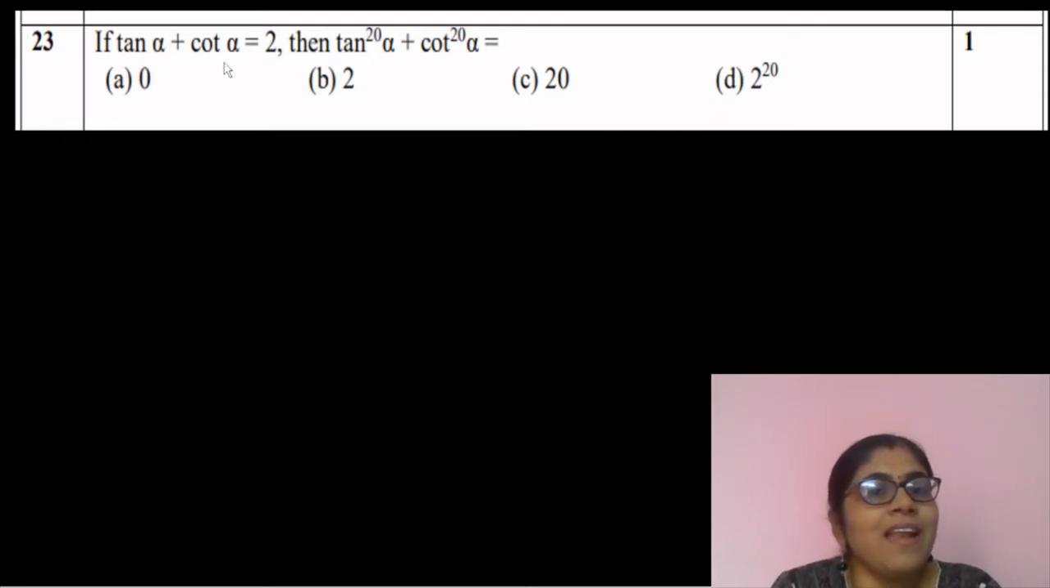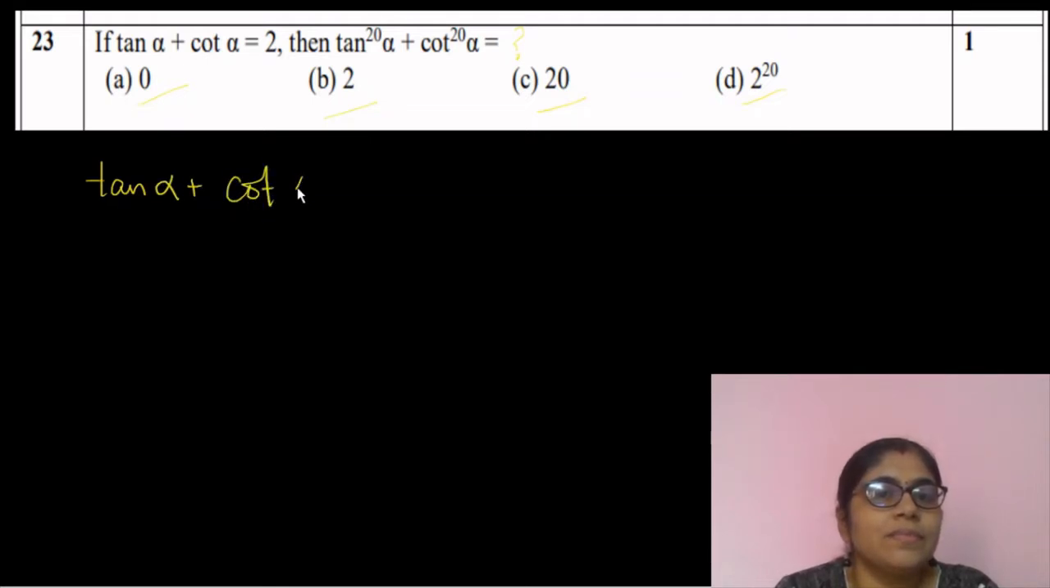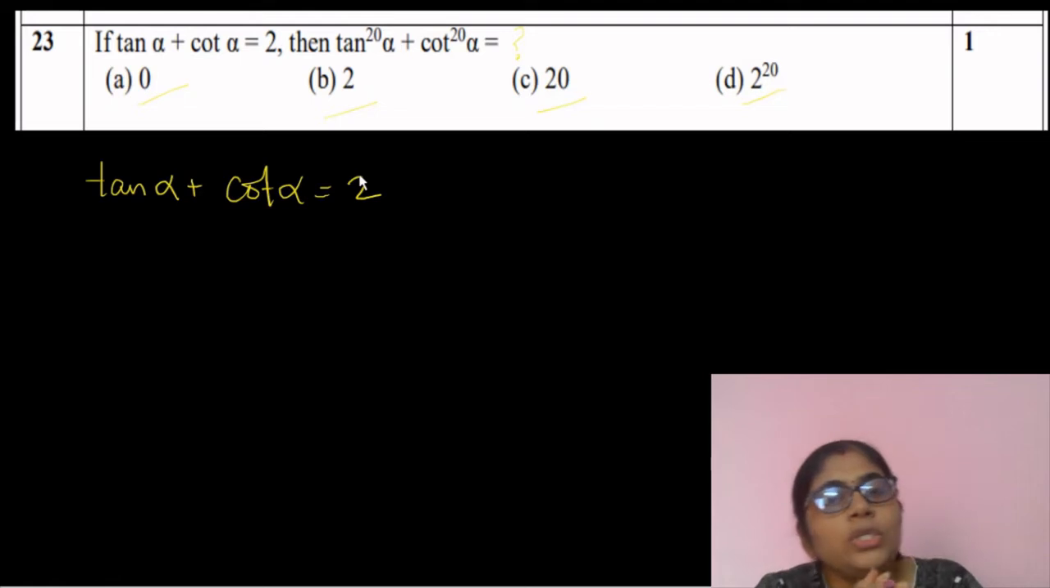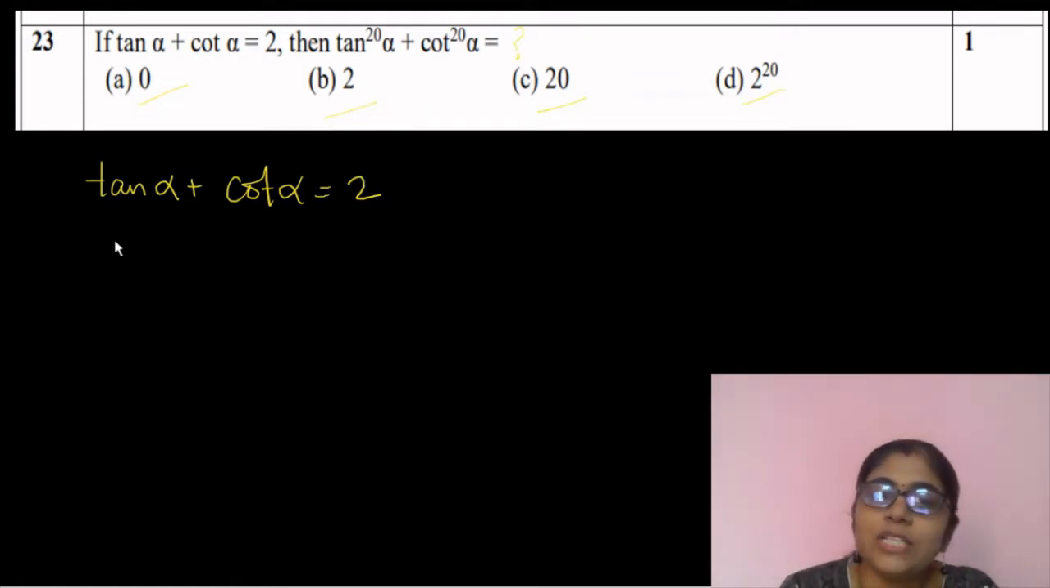If tan alpha plus cot alpha equals 2, then tan to the power 20 alpha plus cot to the power 20 alpha equals how much? Is it 0 or 2 or 20 or 2 to the power 20? So here it is given tan alpha plus cot alpha equals 2. By using a little common sense, you can get alpha equals 45 degrees. Or if you want to solve, you can solve also.